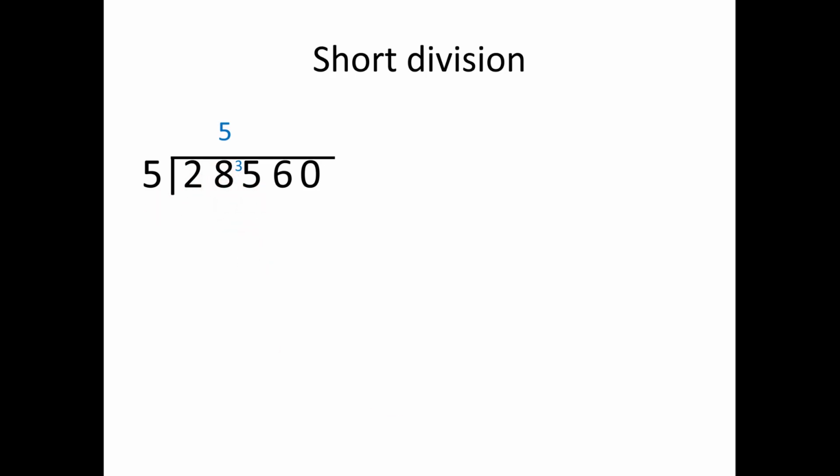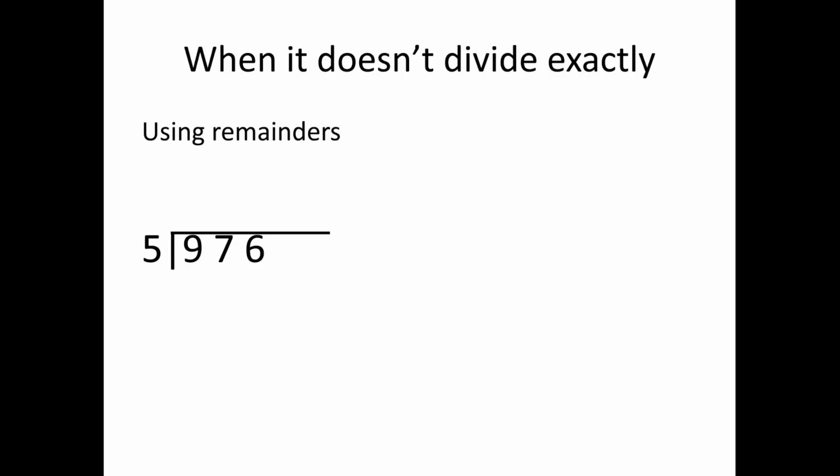5 goes into 35 7 times, and that has no remainder. So I can just go into the next number. 5 goes into 6 once, and there's 1 left over. And then 5 goes into 10 twice. Sometimes it doesn't divide exactly. So if we're using remainders, this is how it works.